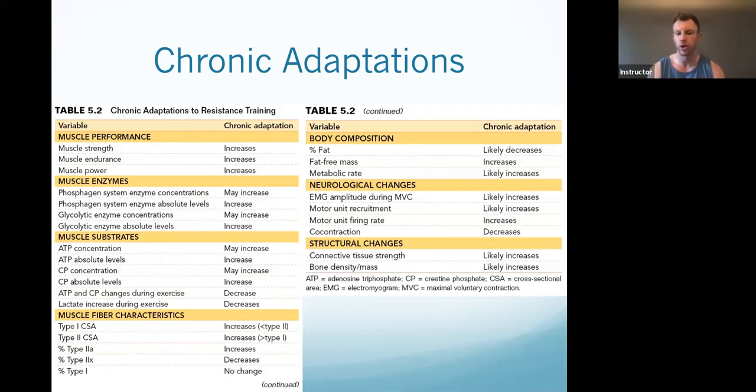And then neurological changes, again, motor unit recruitment is going to increase, motor firing rate is going to increase. Co-contraction is basically inefficient contraction, where you might have the bicep and the tricep contracting at the same time because they're just kind of freaking out. So they're not as efficient in movements, and this might look like shaking. It might be like instability. So that tends to decrease the more you do resistance training, right? More fluidity, more athletic, those types of things.